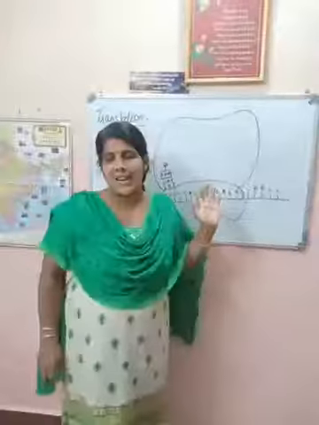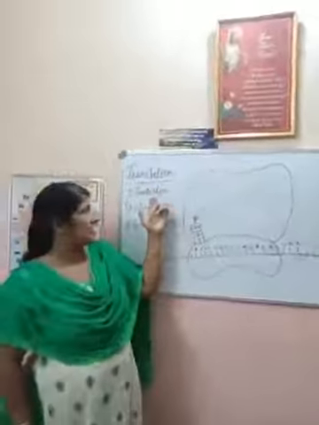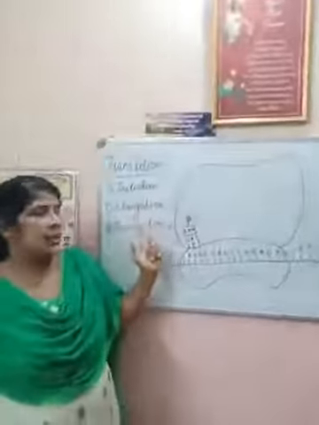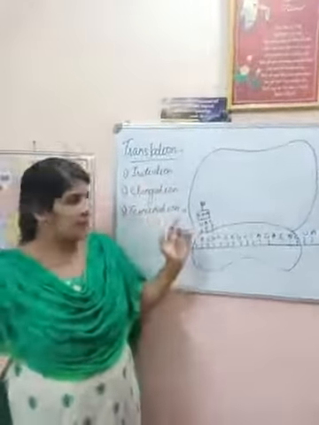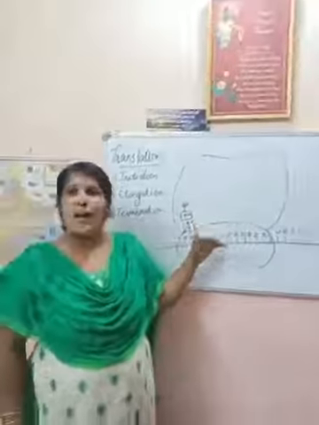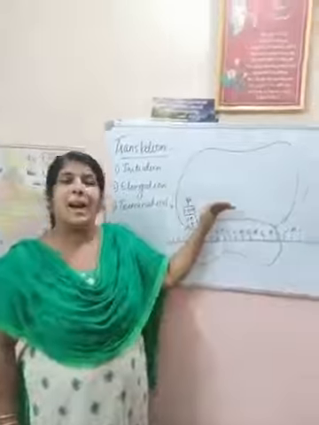This part is translation, and translation mainly involves three processes: initiation, elongation and termination. This process occurs in the ribosome.